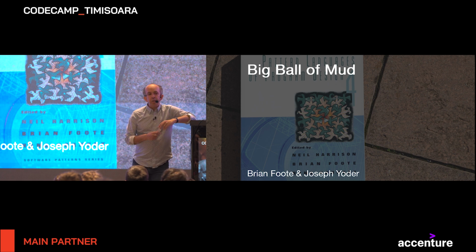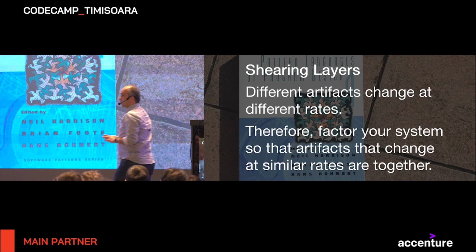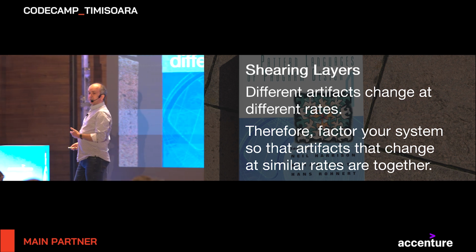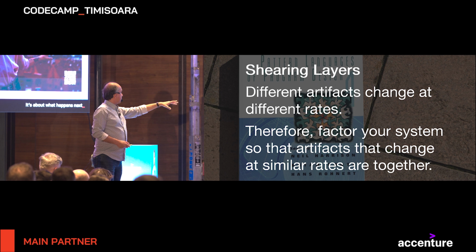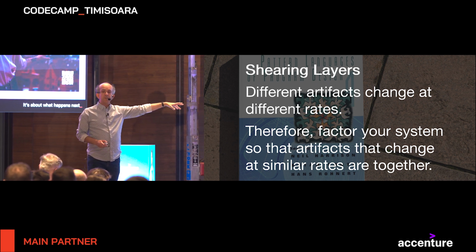This is by Brian Foote and Joe Yoder, and there's some really interesting stuff in here. One of the observations they make using exactly that diagram, inspired exactly by the Stuart Brand book, How Buildings Learn, is this pattern, shearing layers. Different artifacts change at different rates. Therefore, factor your system so that artifacts that change at similar rates are together. This is an interesting idea.